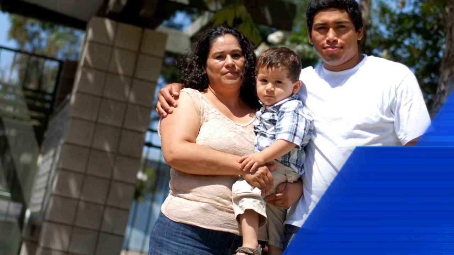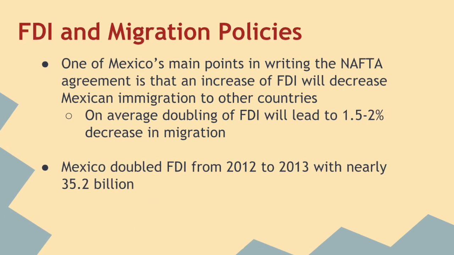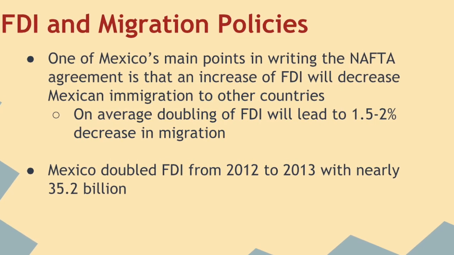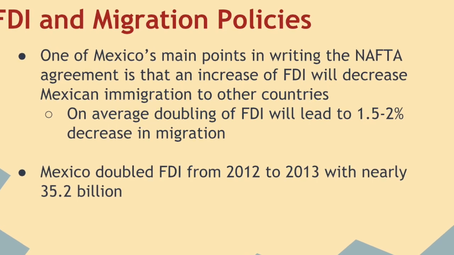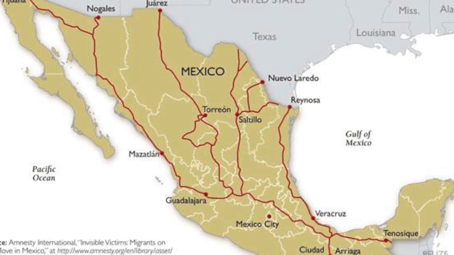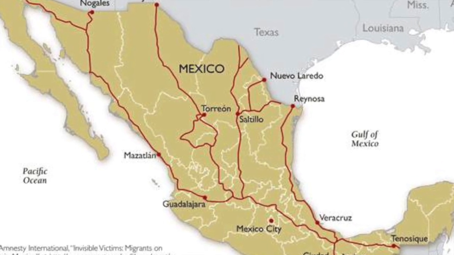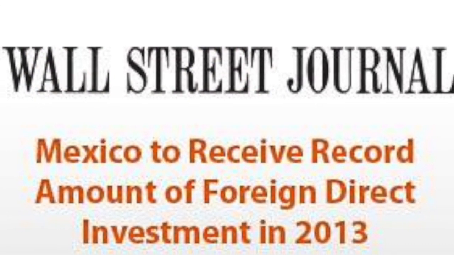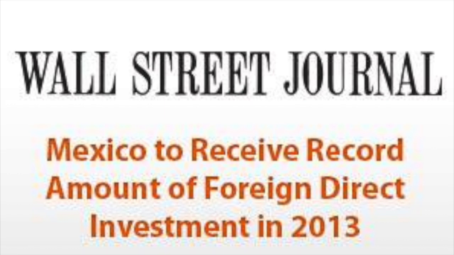Mexico has a strong belief that as long as the FDI is increased, migration to other countries will decrease. This was one of their main points in writing the NAFTA agreement. On average, a doubling of FDI will lead to a 1.5 to 2% decrease in migration. Mexico doubled FDI from 2012 to 2013, with nearly $35.2 billion of FDI.